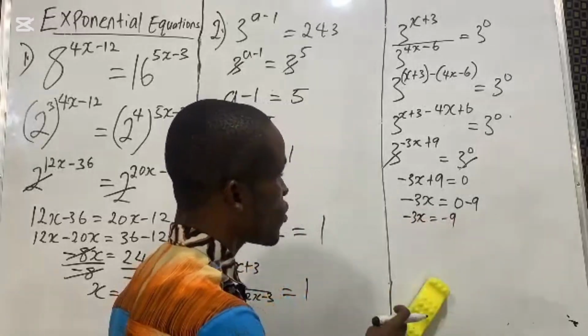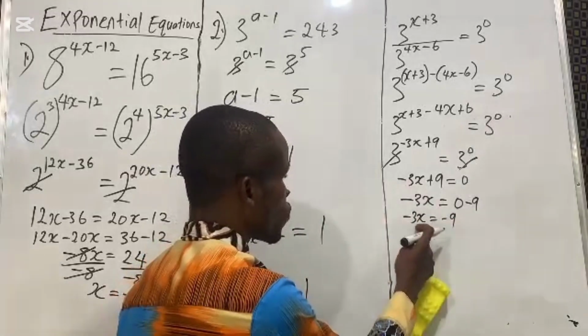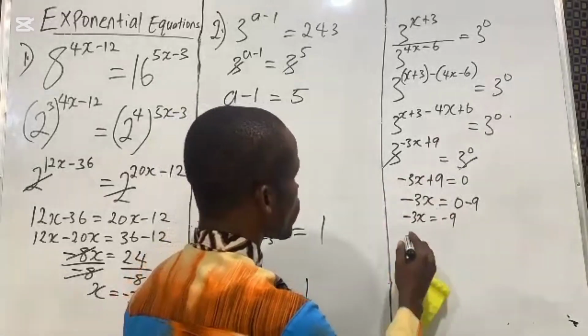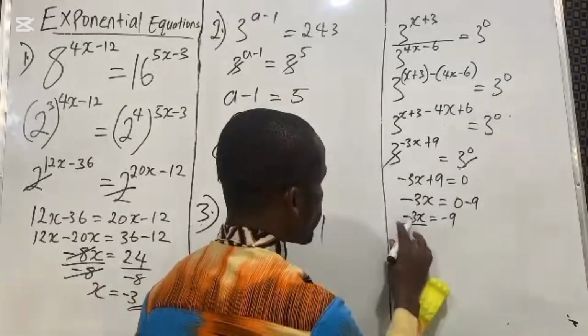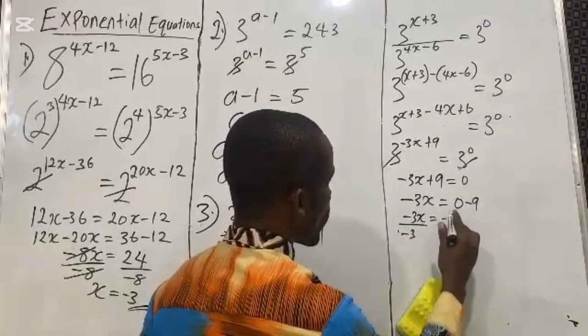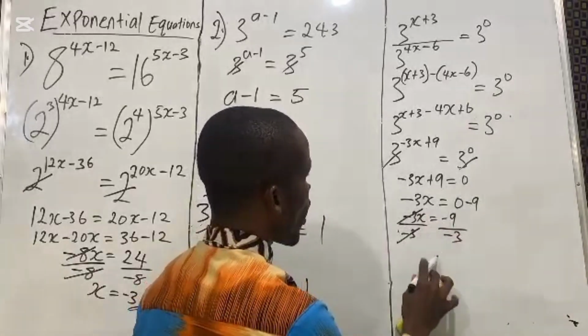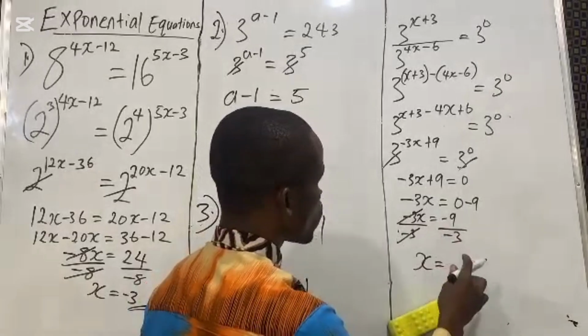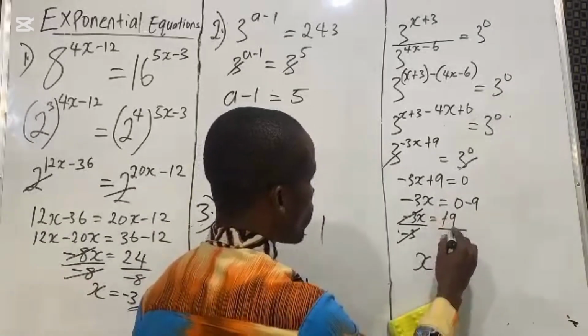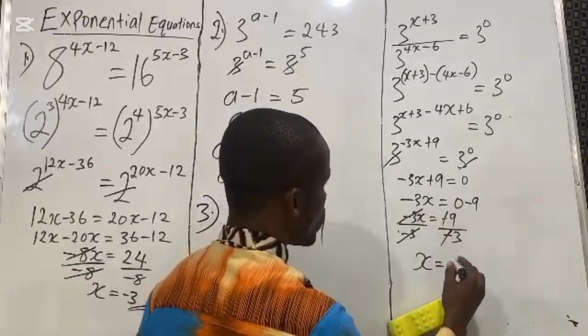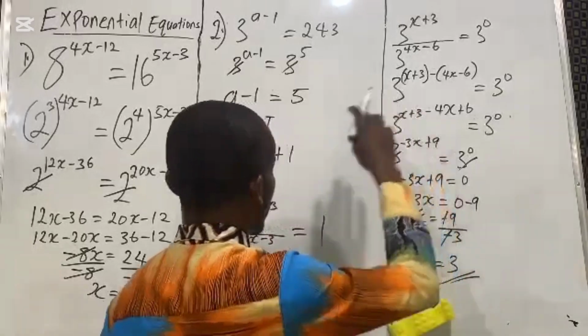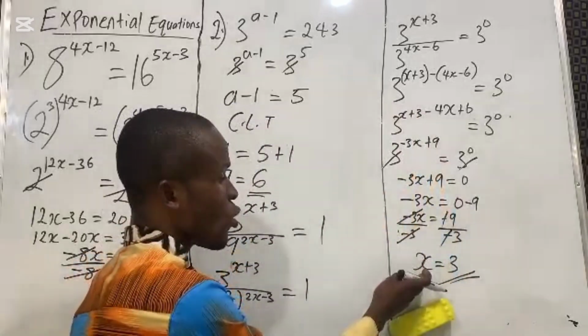What do we do? We can divide both sides by the coefficient of x, which is minus 3. So that becomes minus 3 divided by minus 3 on the left, over minus 9 divided by minus 3 on the right. This cancels out, and our x equals, the minus cancels the minus, and 9 divided by 3 is 3. So the result of this exponential equation is x equals 3.